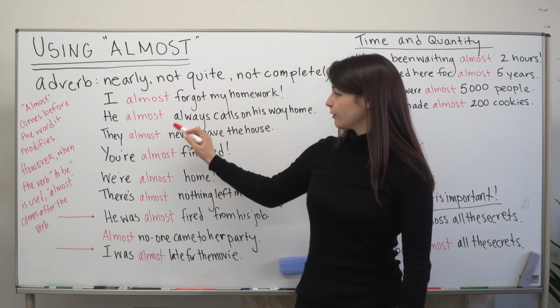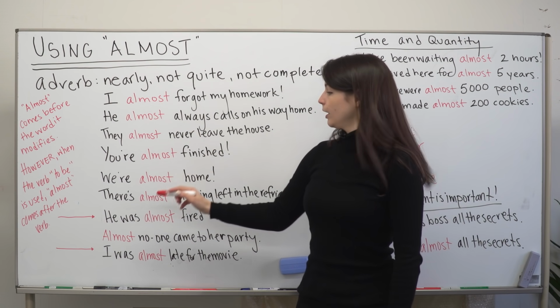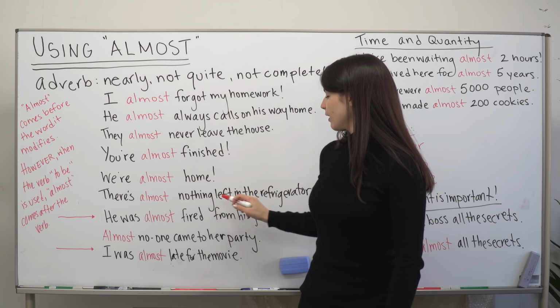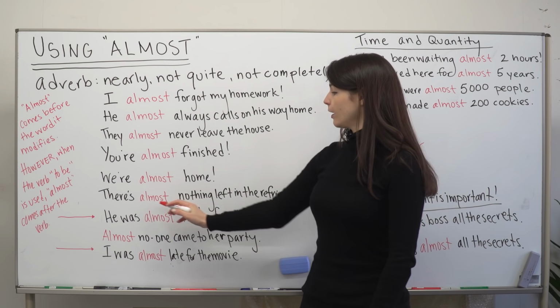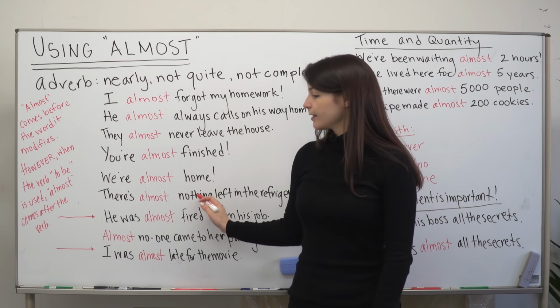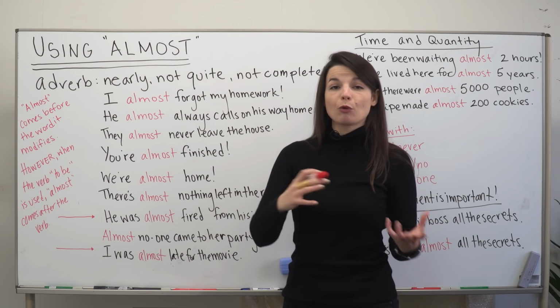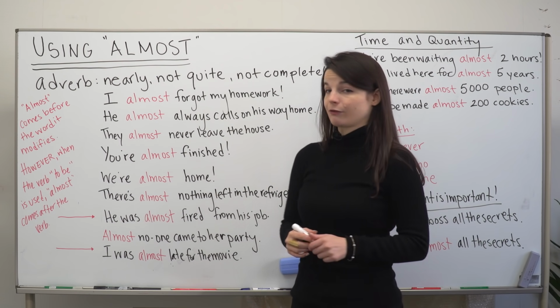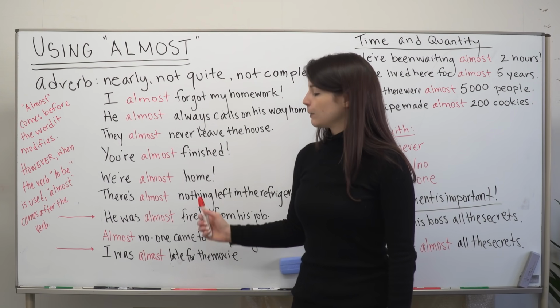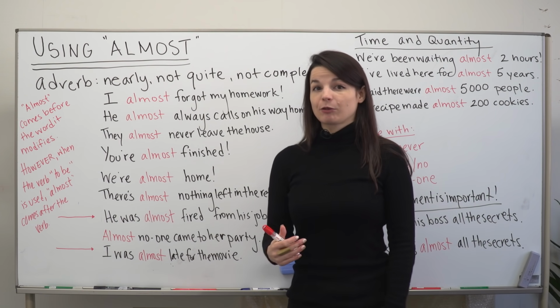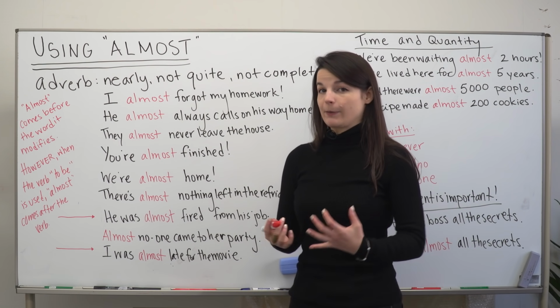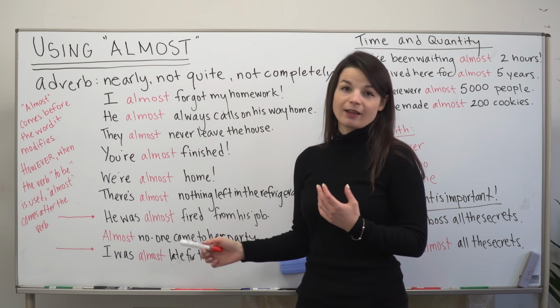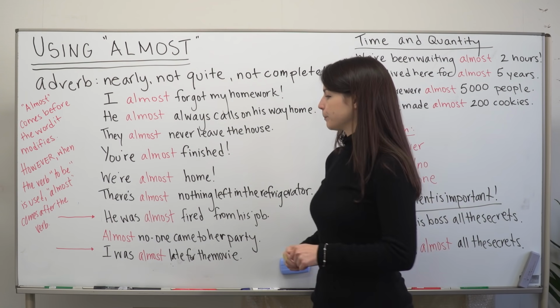Similar to the negative I used up here with never, we've got: there's almost nothing left in the refrigerator. So again, almost nothing in this case. Very nearly no things, maybe nothing to eat or no food in the refrigerator. So this sentence means there's something in the refrigerator, a few things maybe, but almost nothing. So very little of something.